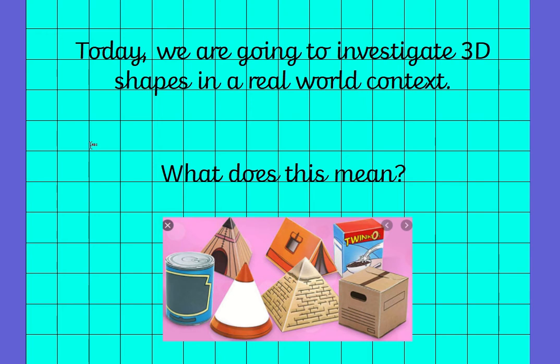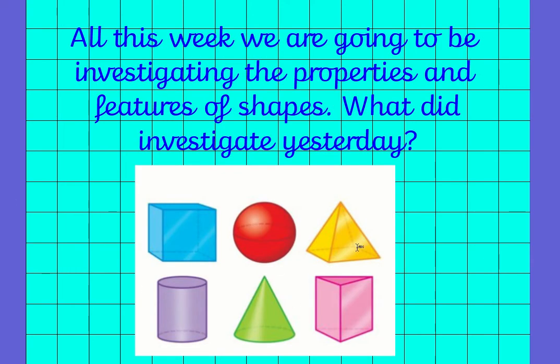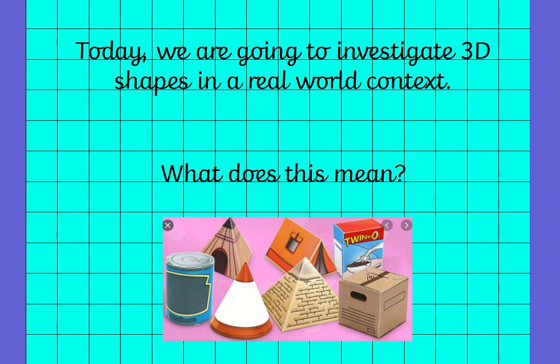So today we are going to investigate 3D shapes in a real world context. Now what do I mean by real world context? It's a bit of a clue there at the bottom if you're not sure. Real world context just means things that you would see in the ordinary world, because we would not just come across 3D shapes that look like that in the real world, would we? We would come across 3D shapes that look a little bit like this. So that is a real world context.